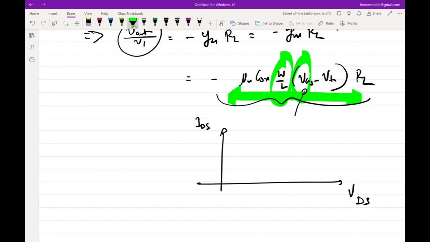But what this equation is not telling you is that this is under the condition of saturation. You have to honor the saturation region condition, right? So for that, you will have to impose another condition. What is that condition? You have to look into the IDS-VDS curve. And what is the IDS-VDS curve telling you? It is telling you that you always have to be in this region.